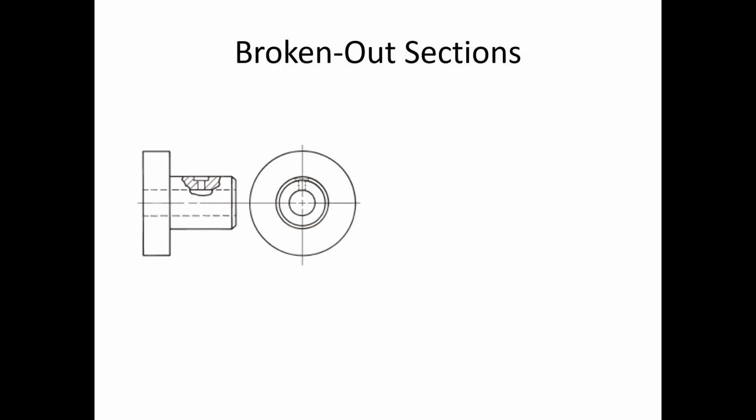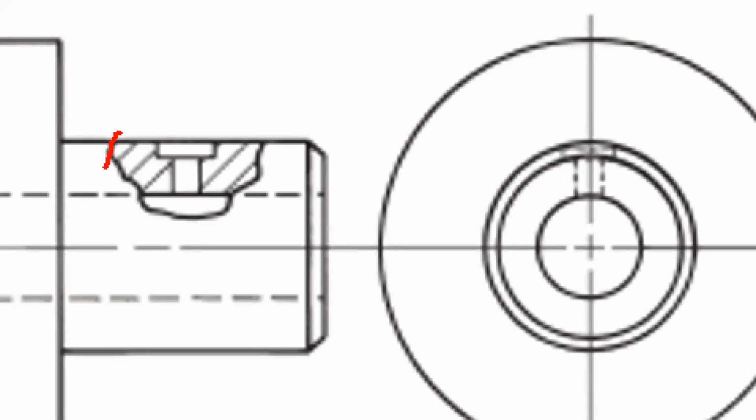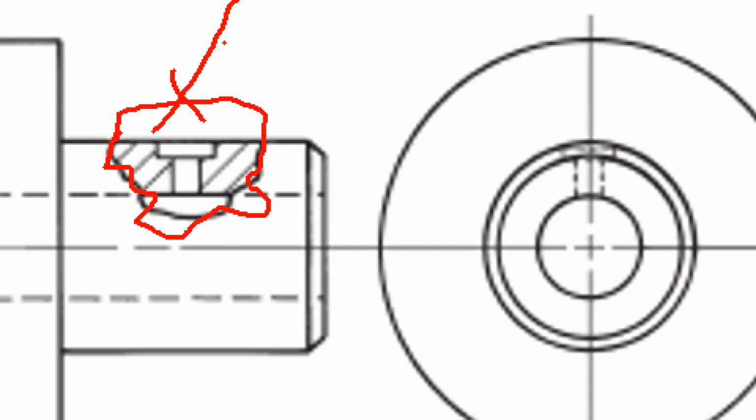You can do this broken out section. When you do a broken out section, I really want you to try to focus on making this really zigzag, so nobody's going to confuse it as part of an edge of the part. And when you do this in AutoCAD, you don't need to draw this stuff up here. I did that out of habit.